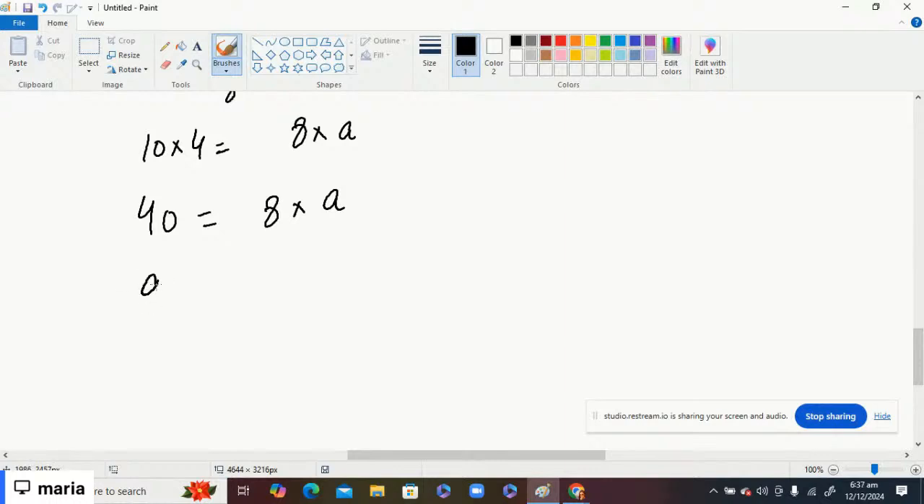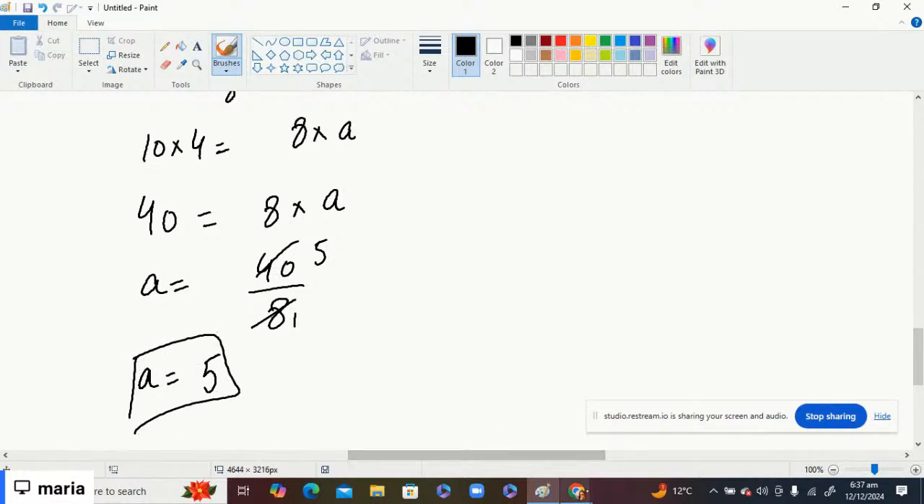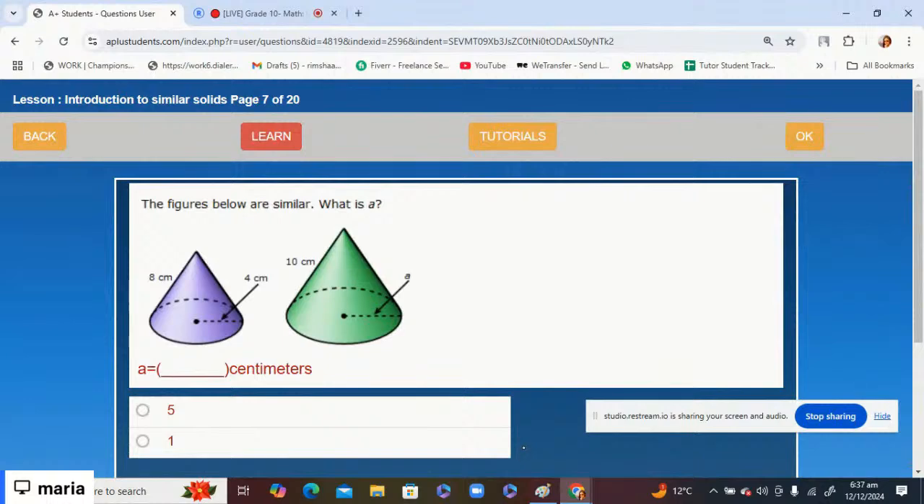So a is equal to 40 divided by 8. So a is equal to, 8 times 1 is 8, 8 times 5 is 40. So here it's the 5. Let's see, is there any answer available for 5? Yes, it's here.